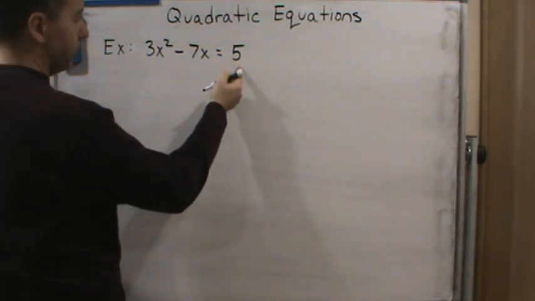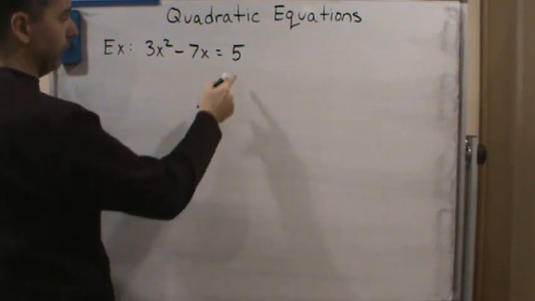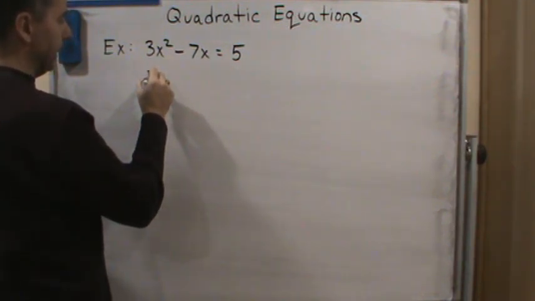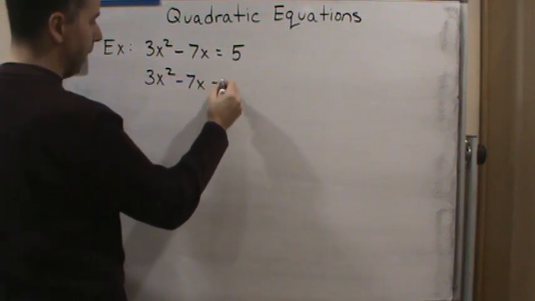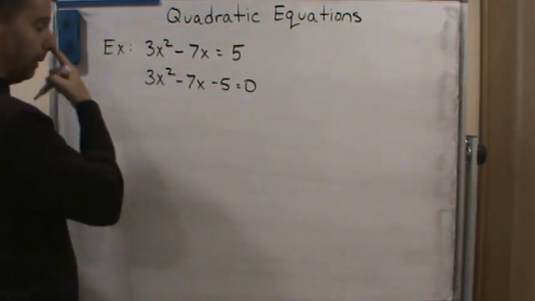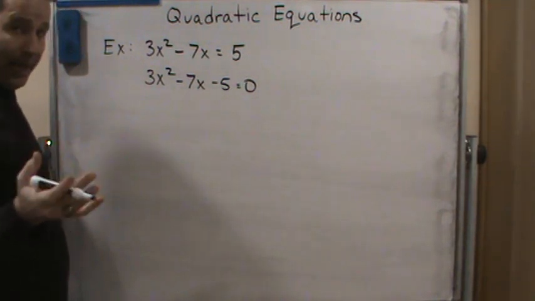So the first thing I'm going to do is subtract 5 from both sides to move this 5 over here, and what I'm going to end up with is 3x squared minus 7x minus 5 equals 0. Now I can pick out my A, B, and C.